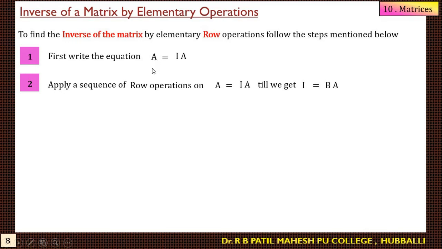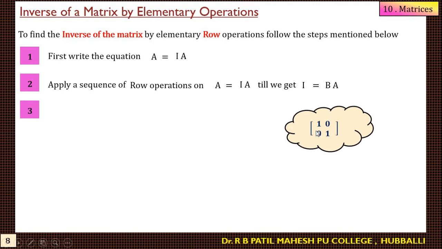That means the left side matrix A should change to the identity matrix. When we apply row operations, they operate on the left side, but on the right side they operate on the first matrix, that is I. Then this I also changes, and when you get I on the left side, you get some matrix on the right side, which is denoted B. I means the identity matrix; if it is of order two, it looks like this, and if it is of order three, there are more elements.